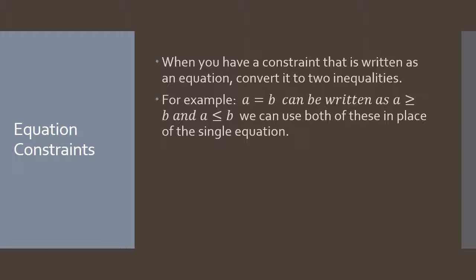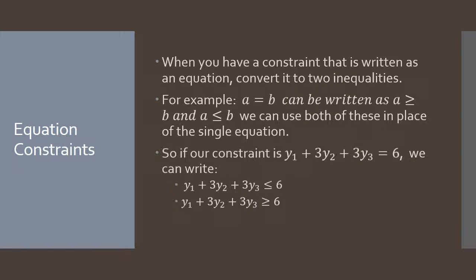So every equation that is a constraint, you're going to rewrite as two inequalities, one greater than or equal to, one less than or equal to, and those two inequalities will take the place of that single equation. So if our constraint is y1 plus 3y2 plus 3y3 equals 6, we're going to write y1 plus 3y2 plus 3y3 is less than or equal to 6, and y1 plus 3y2 plus 3y3 is greater than or equal to 6.